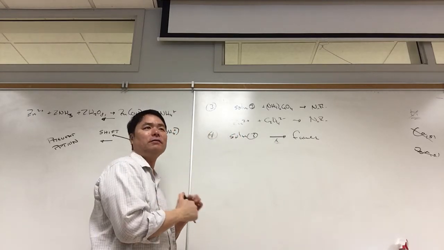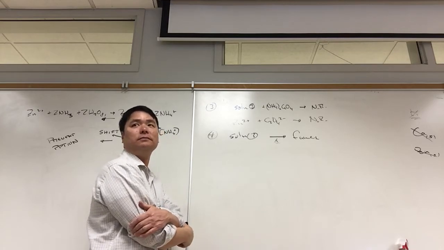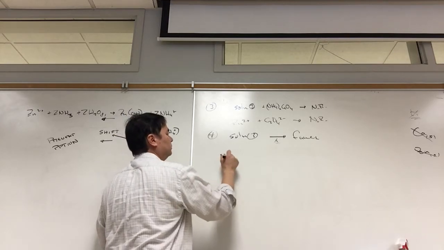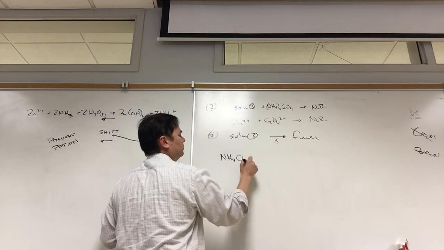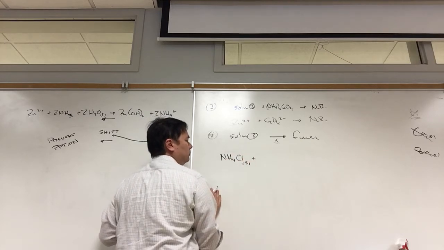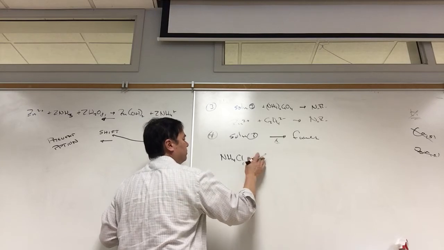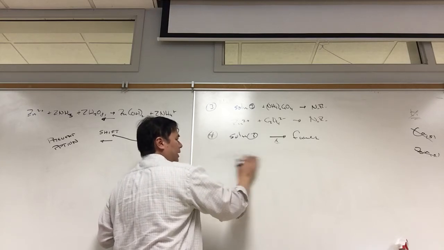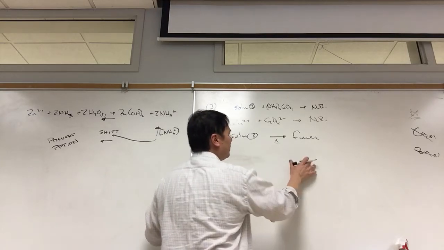So what do they have on the left? Ammonium chloride, solid. Heat it up to form ammonia gas and hydrochloric acid. So it's like decomposition, ammonia gas and hydrochloric acid. All right. So this is how we're going to get rid of it.